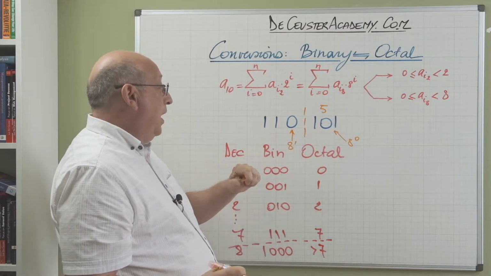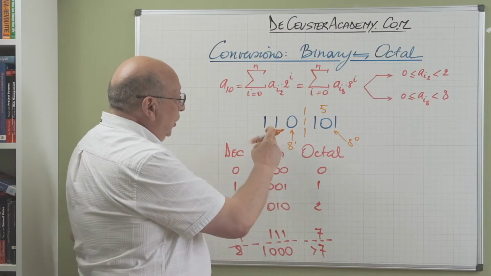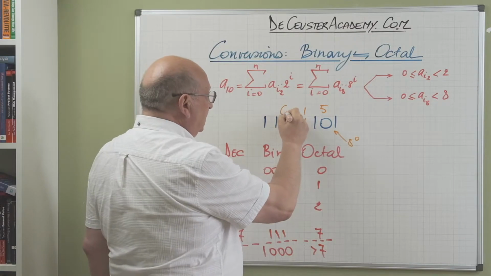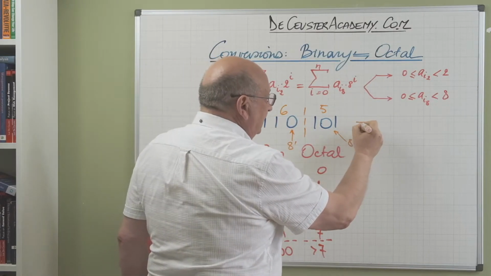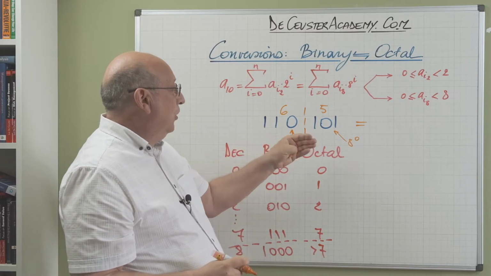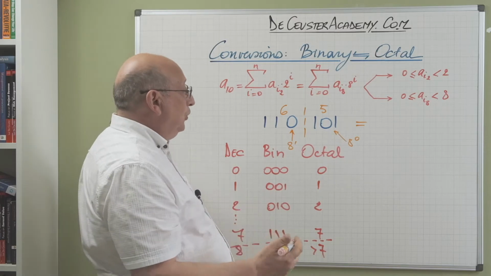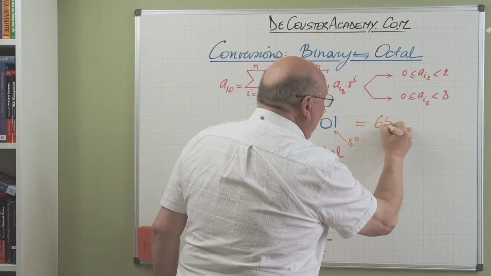For 8 to the power 1, we do the same thing. We add the numbers here. So we have 4 plus 2, which is 6. And it means that this binary number 110101 is equivalent to the octal number 65.